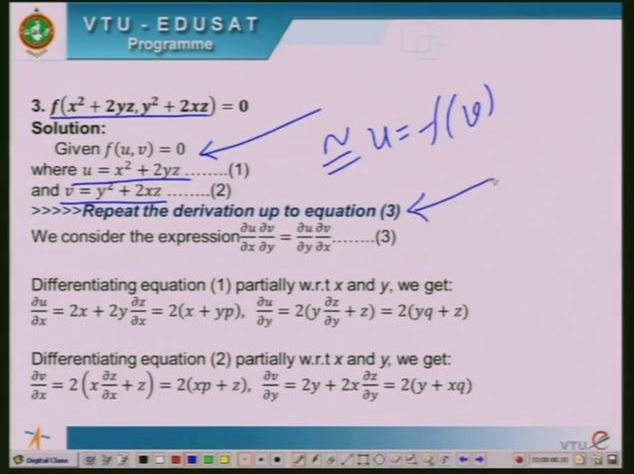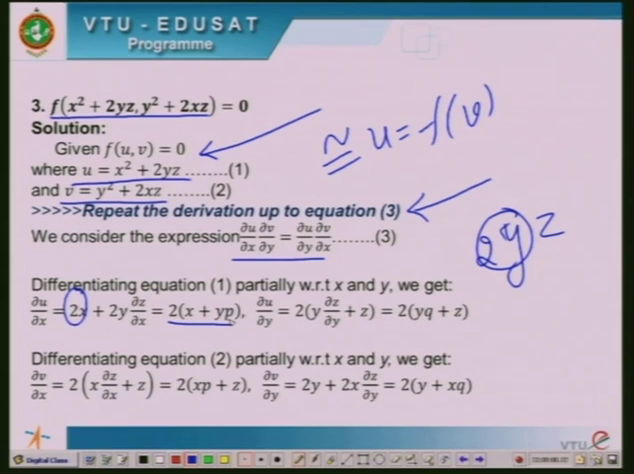Repeat the derivation up to equation 3, which was shown in one of our previous slides, which will give you these 4 partial derivatives. So, differentiating equation 1 partially with respect to x, we get dou u by dou x will be x square is 2x, in 2yz, 2 and y are constants, keep it aside, z with respect to x is dou z by dou x, using notations it reduces to 2 times of x plus y into p.